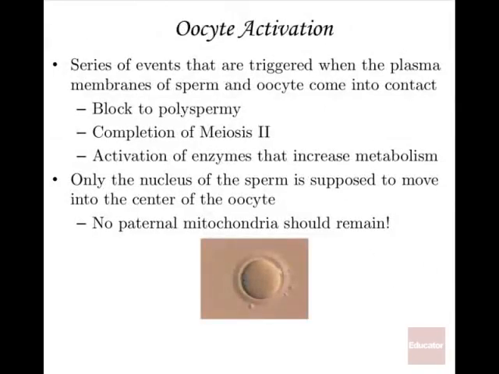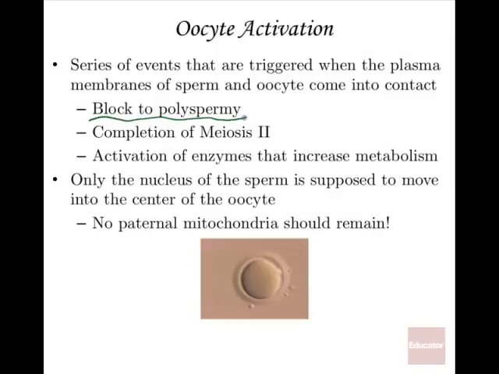Oocyte activation. So once sperm actually come into contact with the egg, you're going to have some things happening that are very important in this sequence. It's a series of events that are triggered when the plasma membranes of sperm and oocyte come into contact with each other. First thing that happens is a block to polyspermy.